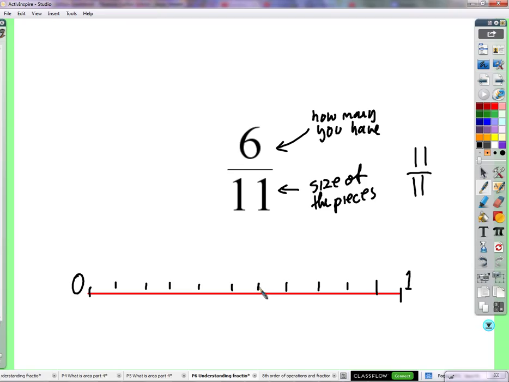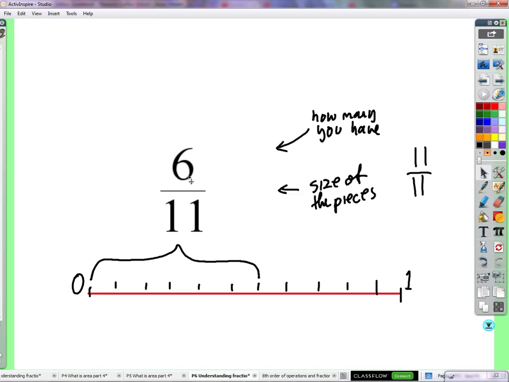1, 2, 3, 4, 5, 6. Somebody suggest circle it. That can work. I'm just going to do this. This group here is 6 elevenths. 6 elevenths. All right. So we're all on board. We have 6 of something.